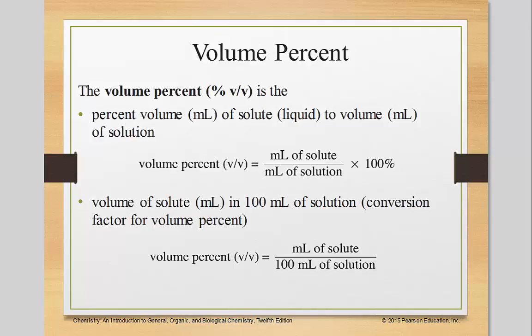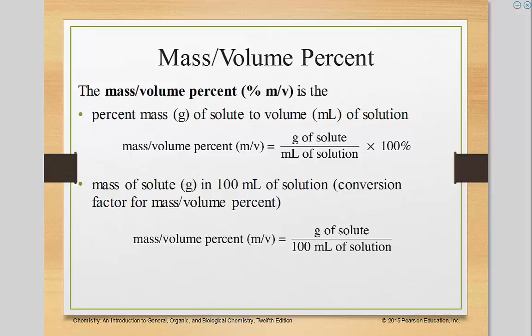Volume percent is the exact same thing. We're still looking at 100, but now we're doing 100 milliliters rather than 100 grams. It's the same typical process where it's the solute over the solution, the solute and the solvent added together. We're just basically looking at volume rather than grams. That's true with the mass volume percent as well. Grams of the solute over milliliters of the solution. So we're looking at the mass over the volume.